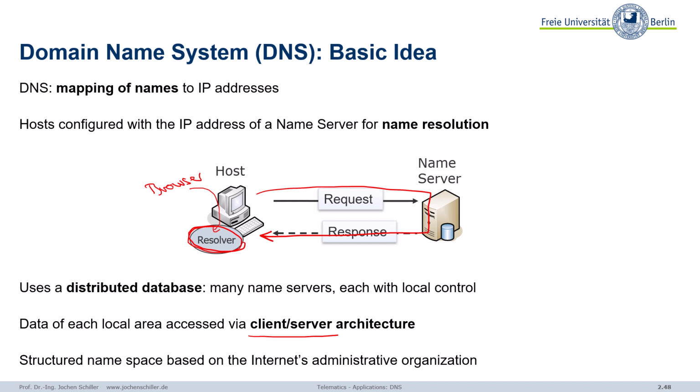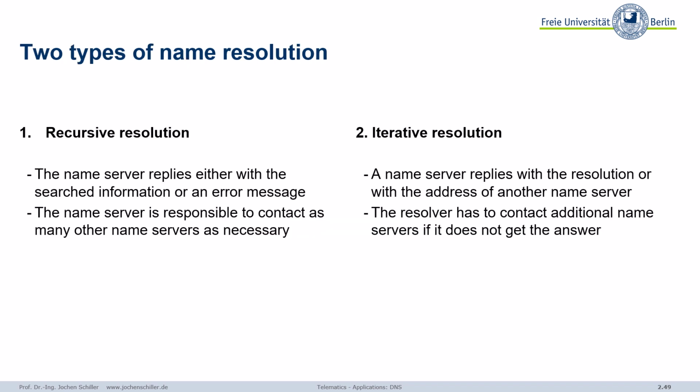Okay, so how does it work? And how does this structured namespace help? First of all, before we have a closer look, we have to learn there are two types of name resolution. One is called recursive resolution. Recursive means you ask the name server, and the name server, if it uses recursive resolution, will answer with the search information or an error: I can't find it. But the name server is then responsible to handle everything. That's one way of doing it.